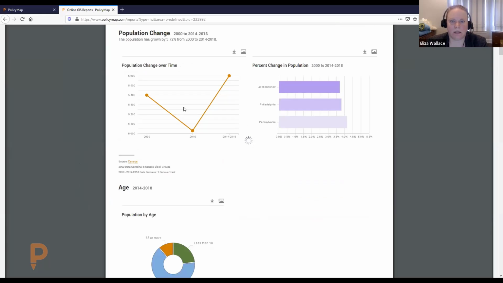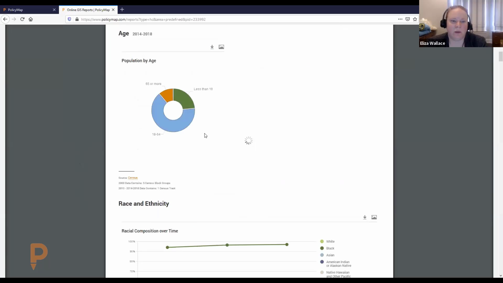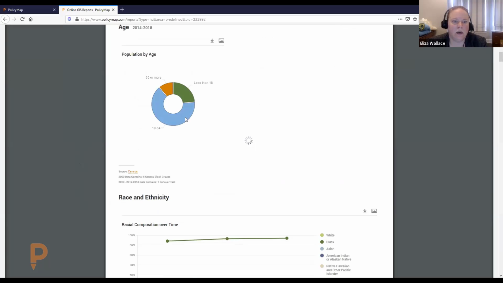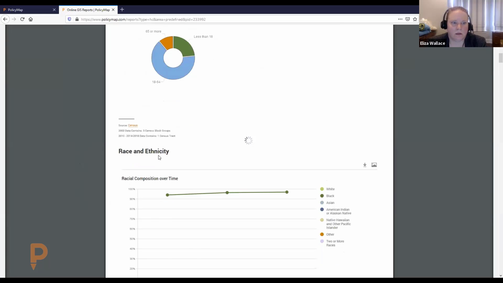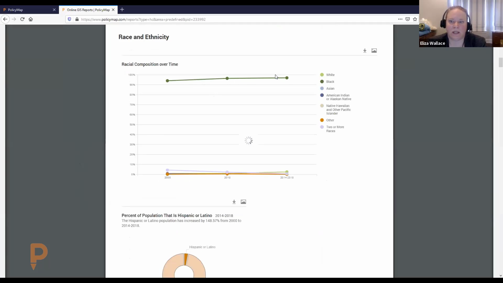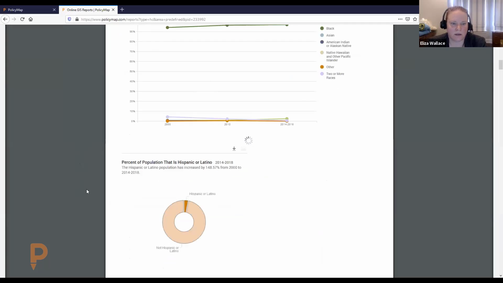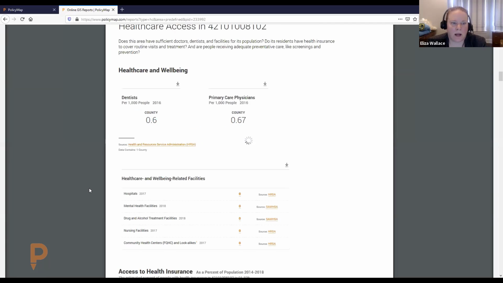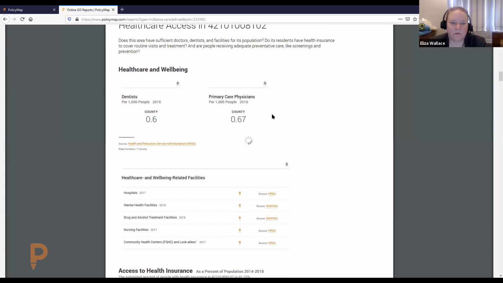So we're starting to see changes in population by age. You can see it's mostly working age folks, a relatively high percentage of children. Racial composition and change over time, although we only have 3 data points, so it's not terribly interesting. A few more pieces of information.